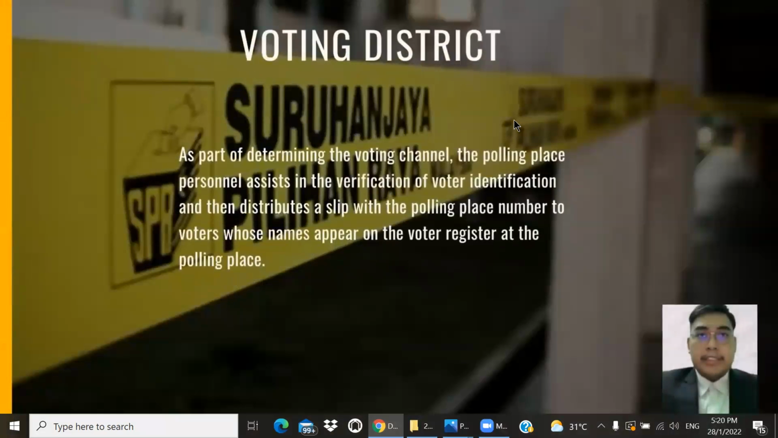Next is the voting district. As part of determining the voting channel, the polling place personnel assist in the verification of voter identification and then distribute a slip with the polling place number to the voter whose name appears on the voter register at the polling place. Specifically, the EC mandates that in a secure and regulated environment, each voting district has only one voting centre, which can be located in a school building or public hall, as specified by the EC.